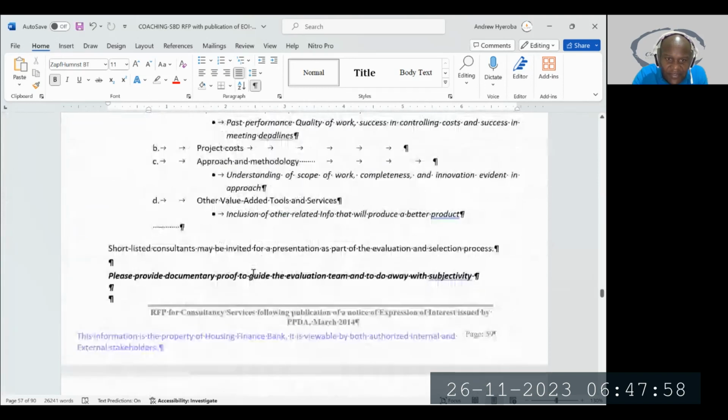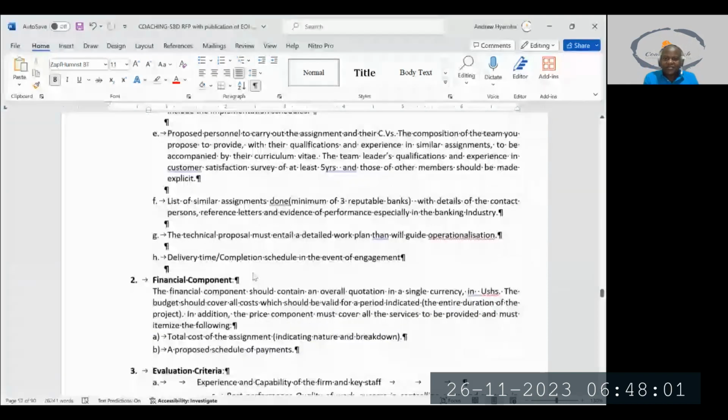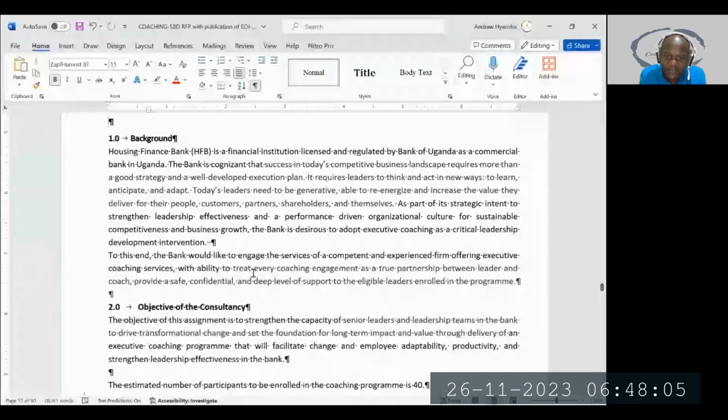The bank is cognizant that success in today's competitive business landscape requires more than a good strategy and a well-developed execution plan. It requires leaders to think and act in new ways, to learn, anticipate, and adapt. Today's leaders need to be generative. This person is talking like AI, able to re-energize and increase the value they deliver for their people, customers, partners, and shareholders, and themselves.